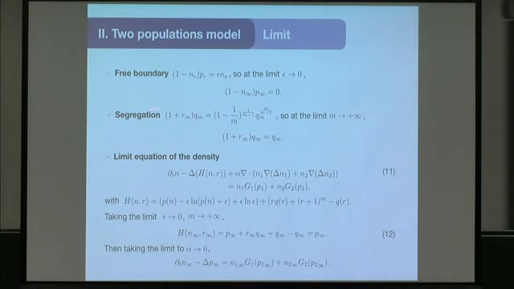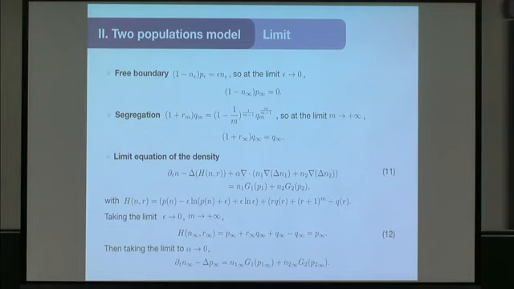So this term is converging to 1 plus R infinity Q infinity. And this term is converging toward Q infinity. Then these two terms cancel. And since Q infinity is strictly positive, bigger than 1, you can say that R infinity is going to be equal to 0. So you have the segregation in your limit model.